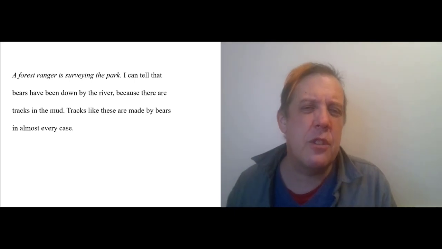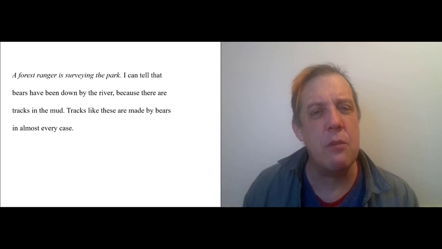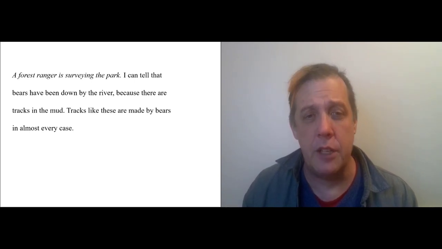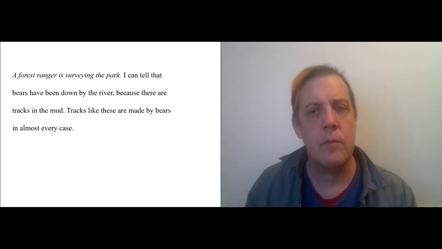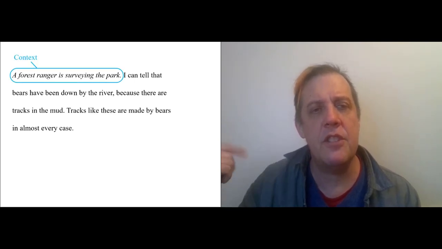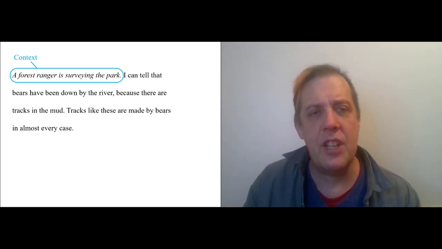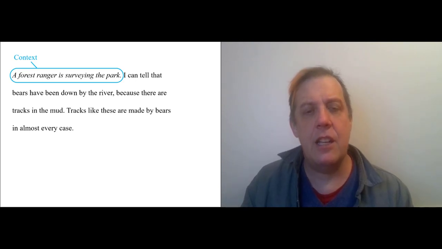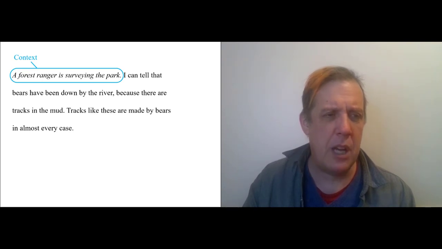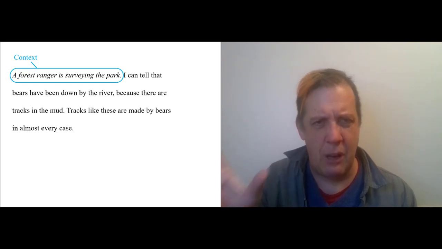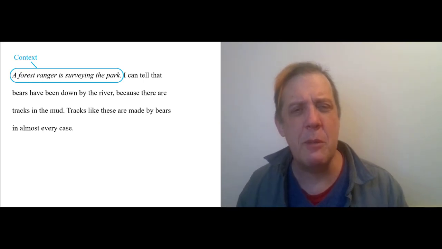A forest ranger is surveying a park, and he says, "I can tell that bears have been down by the river because there are tracks in the mud. And tracks like these are made by bears in almost every case." So now remember, with the conventions that we have set up for this course, the part in italics at the beginning represents context. And a lot of times context won't matter, but sometimes it does, and I like keeping that there to emphasize the idea of context. Arguments occur in context.